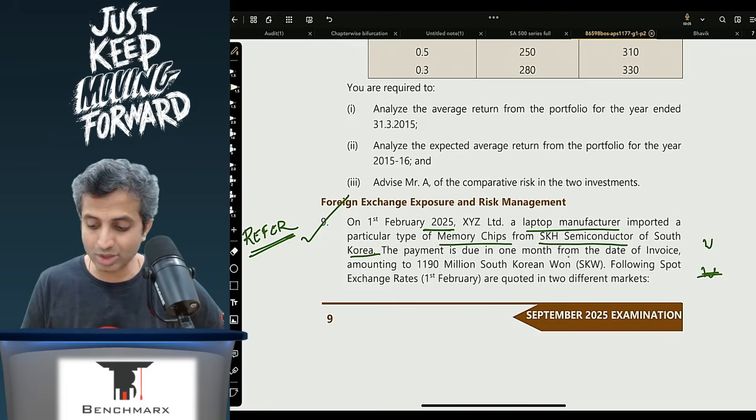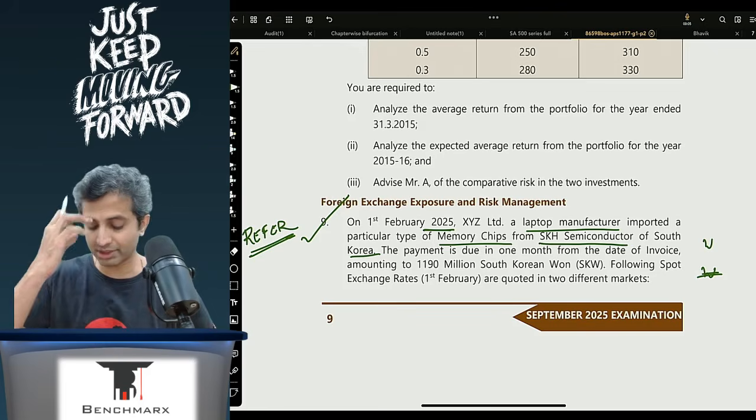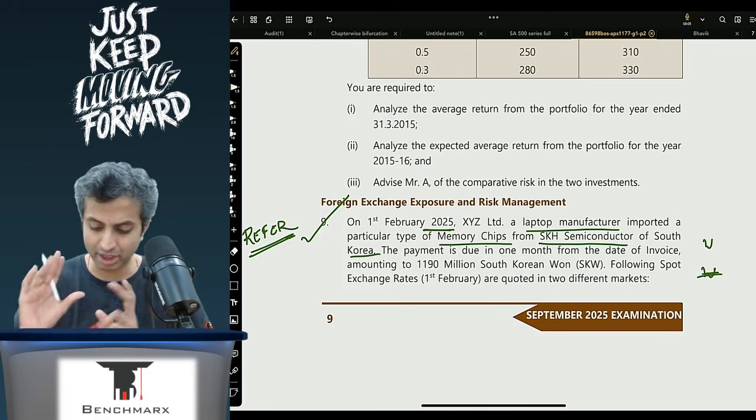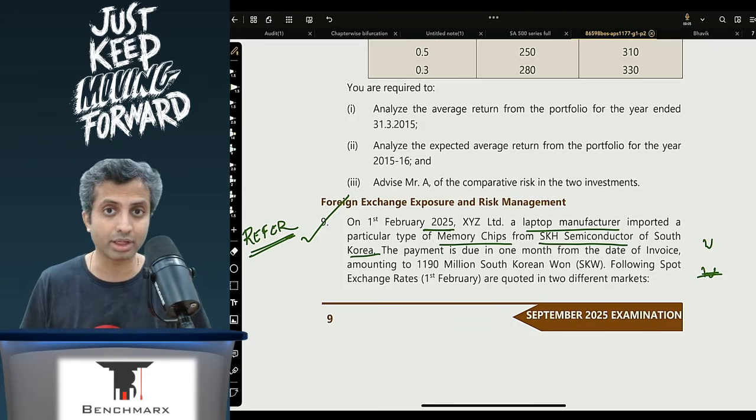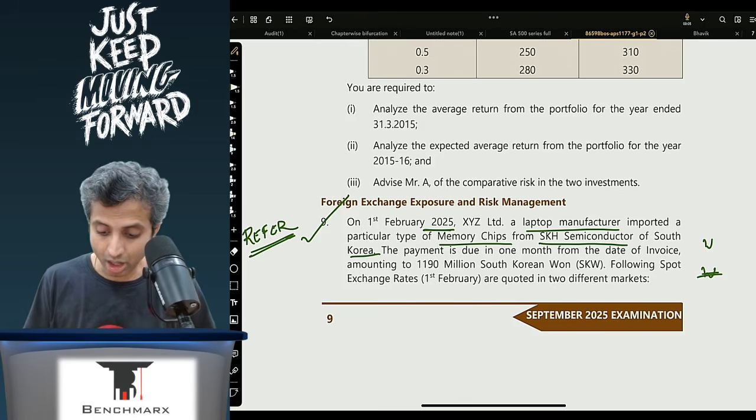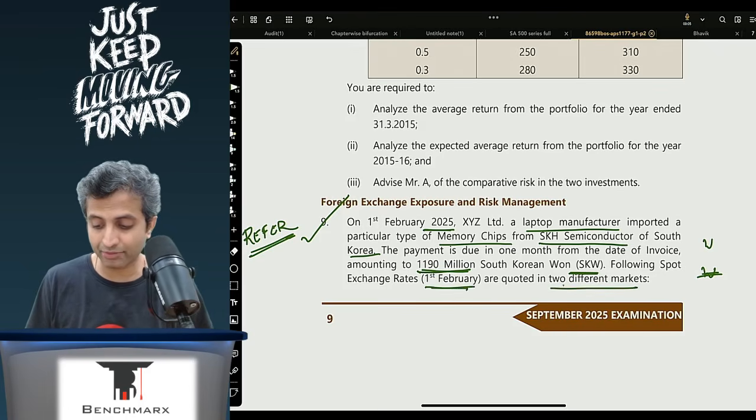So the payment is due in 1 month from the date of invoice. So from 1st February 25 to 1st March 25. So it is 1 month where you have the foreign exchange exposure. The payment is due in 1 month, amounting to 1190 million South Korean won. The following spot rates on 1st February are quoted in 2 different markets.